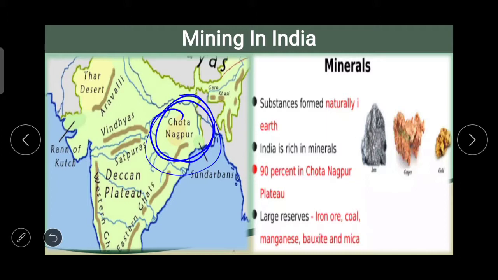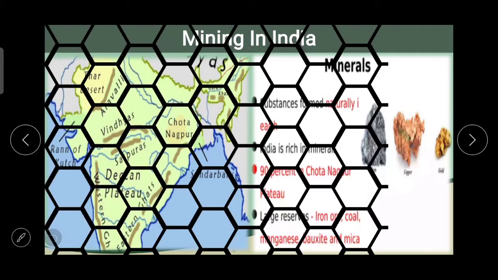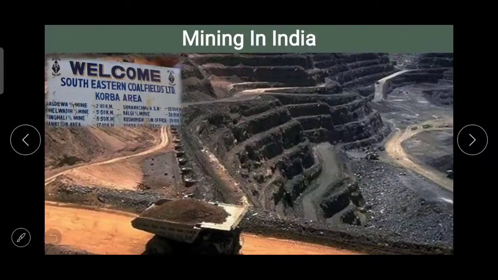If we are talking about the coastal areas, then the people are engaged in the field of fishing. But places like छोटा नागपुर जहाँ पर मिनरल्स है वहाँ पर लोग माइनिंग के ऑक्यूपेशन में एंगेज होंगे. Coal is mined in Korba in Chhattisgarh and in eastern Maharashtra. So, southeastern coal fields limited, Korba area. So, here coal is mined.